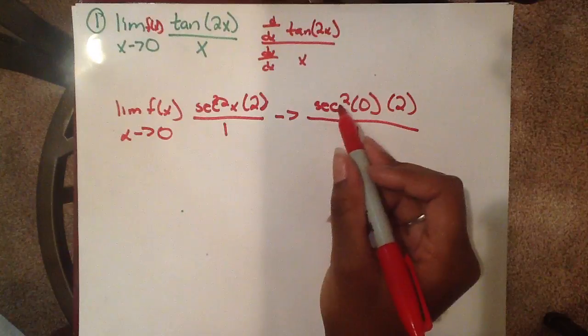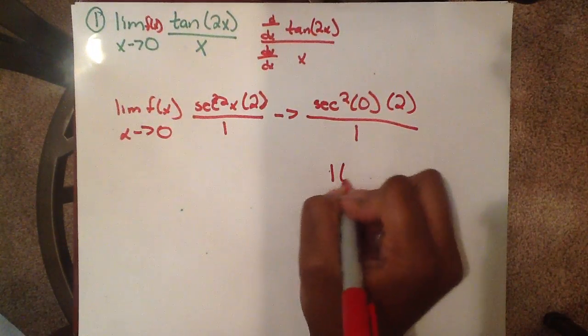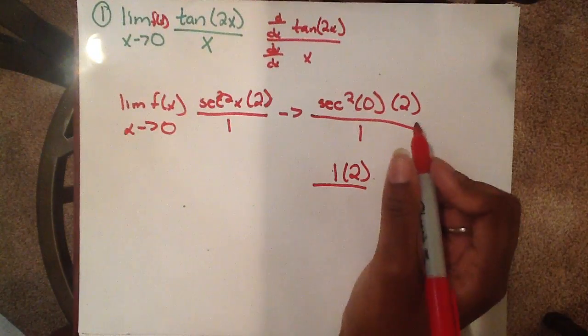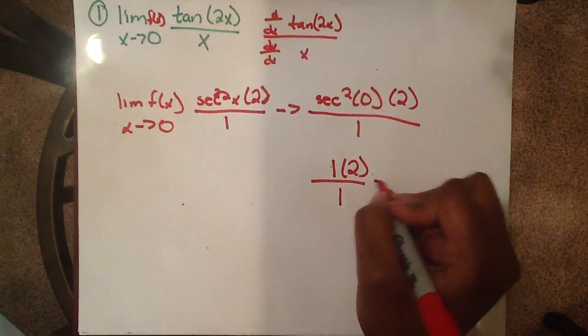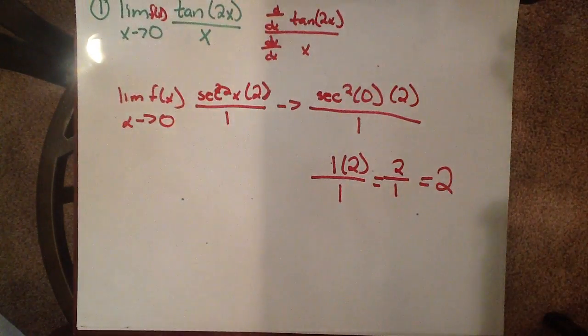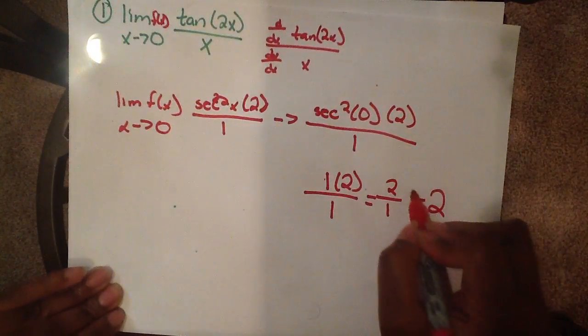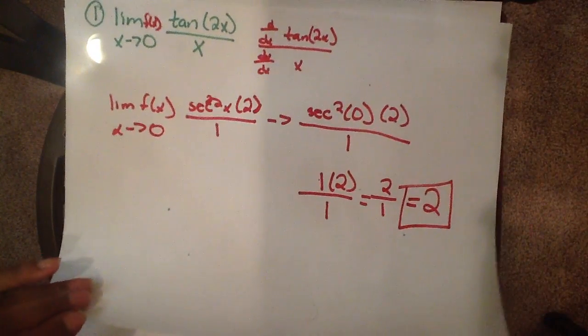And we know secant squared 0 is going to equal 1, times 2, all over 1, which equals 2 over 1, which equals 2. So the limit is 2. On to number 2. There's our answer.